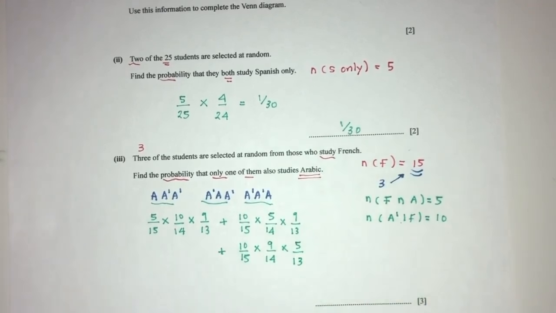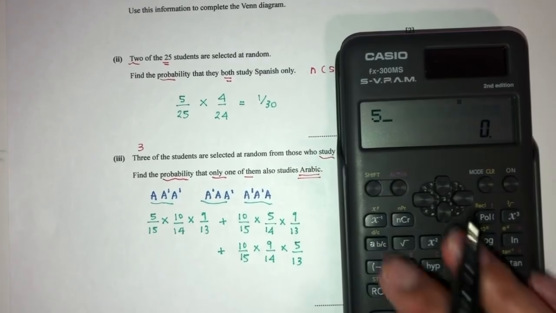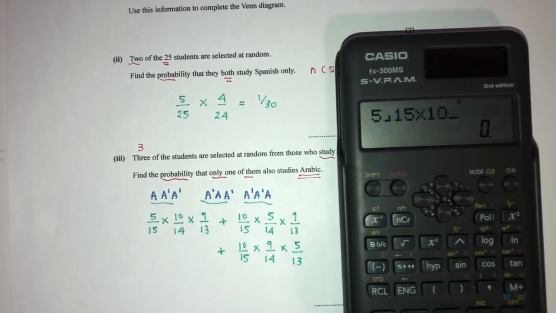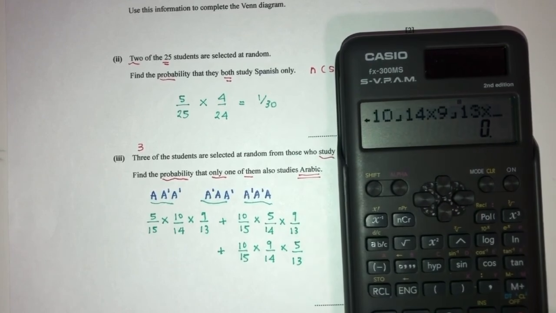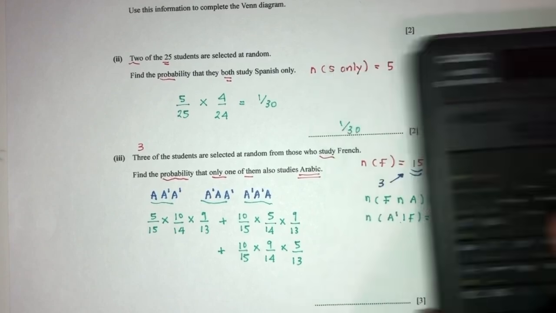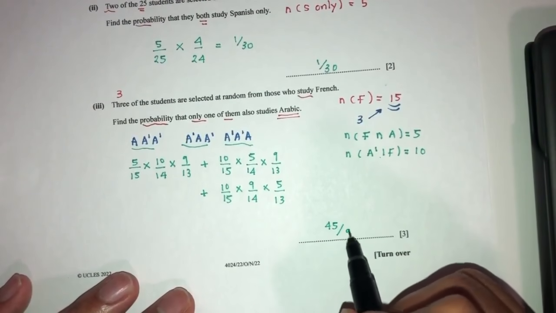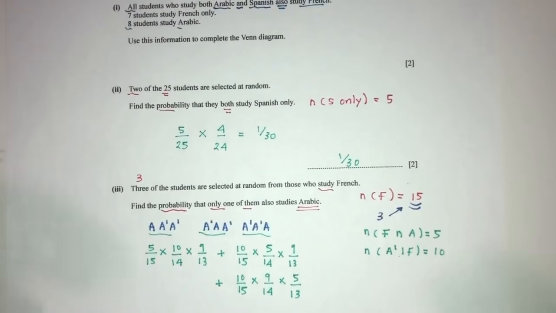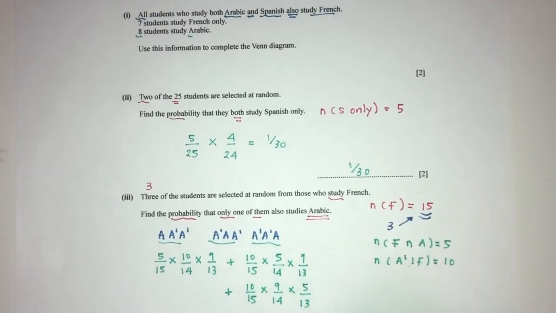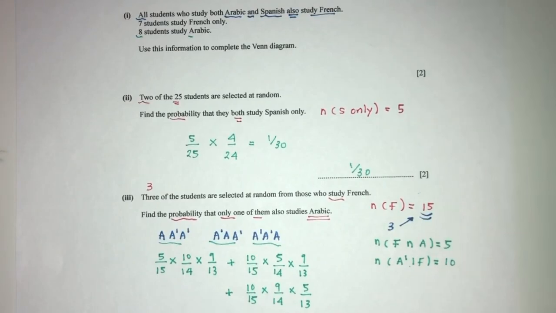So we have these combinations for exactly only one of them studies Arabic. That'll be 5 over 15 times 10 over 14, and then 9 over 13 times 3. That should be 45 over 91. Okay, and that will be your question number 4.